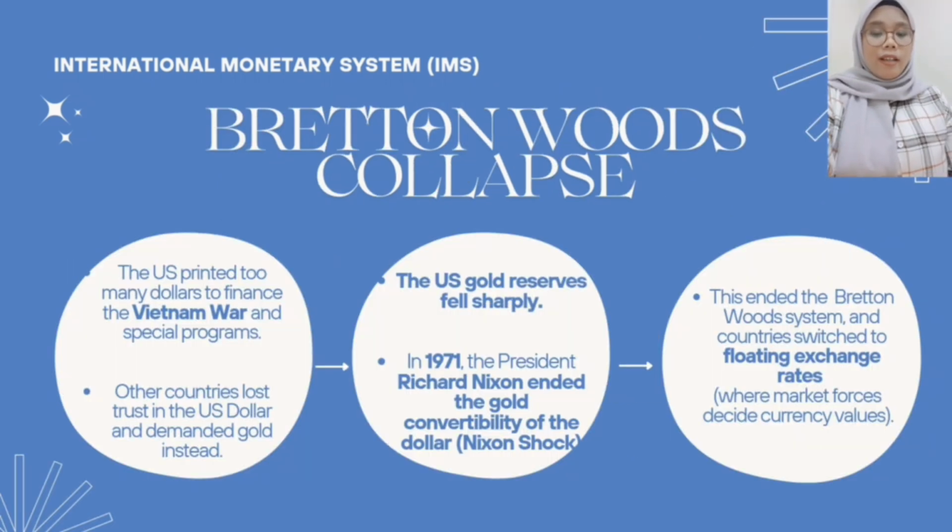Bretton Woods collapse. The United States printed too many dollars to finance the Vietnam War and special programs. Second, other countries lost trust in the US dollar and demanded gold instead. Third one, the US gold reserves fell sharply. And in 1971, the President Richard Nixon ended the gold convertibility of the dollar. This ended the Bretton Woods system, and countries switched to floating exchange rates, where market forces decide currency values.